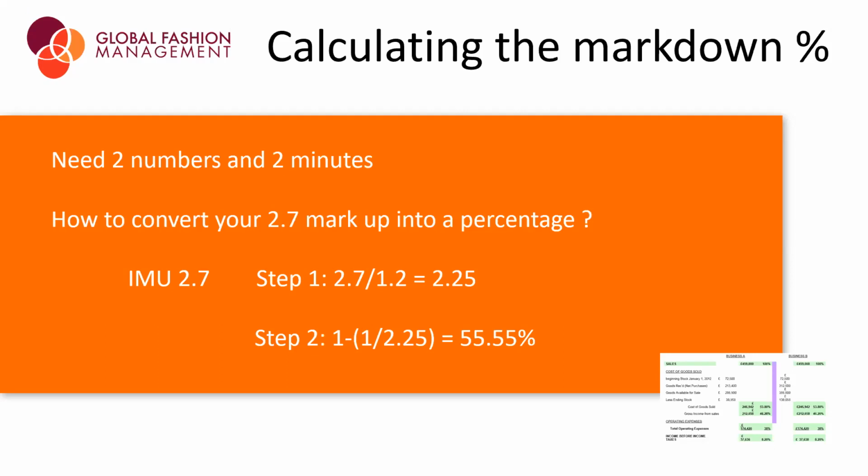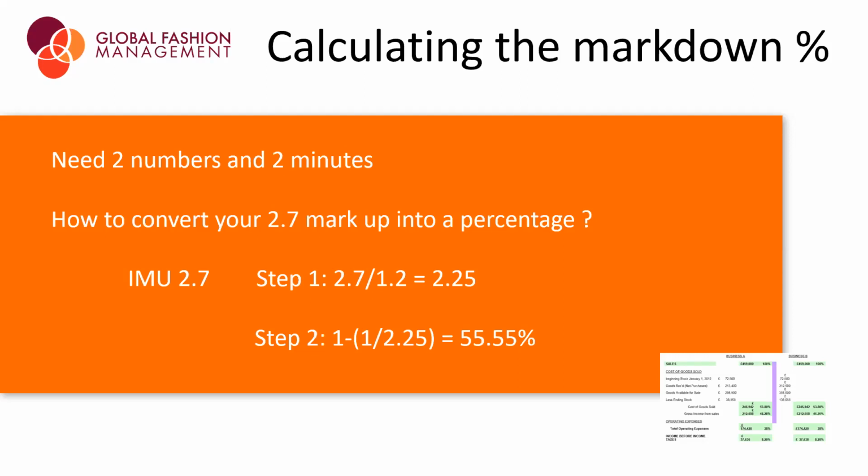How to do that? If you're in Europe or countries where there's a VAT, and suppose the VAT is 20%, so that would be 1.2. But if it's at 12%, it would be 1.12. Divide your 2.7 by 1.2, that gives you 2.25. And then apply 1 minus 1 divided by 2.25. And that's going to give you a 55.55% initial markup.